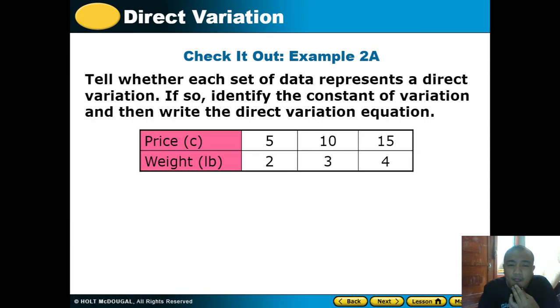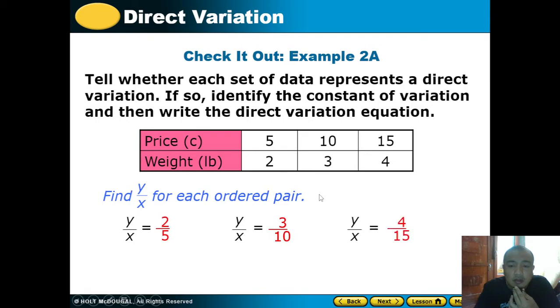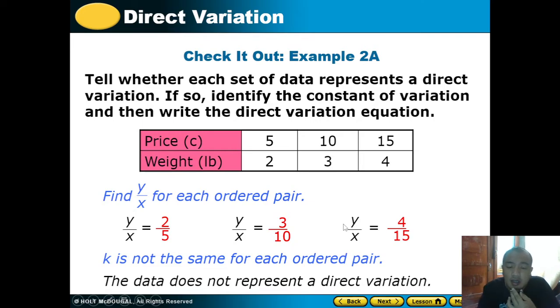Another, price and weight. Price in cents and weight in pounds. Does this data represent a direct variation? 5, 10, 15, okay. Increase yung price, increase din yung weight. So, pwede, but let us first solve for y over x. Okay, they are not equal. The constants are not equal for each ordered pair, so k is not the same for each ordered pair. This data does not represent a direct variation.